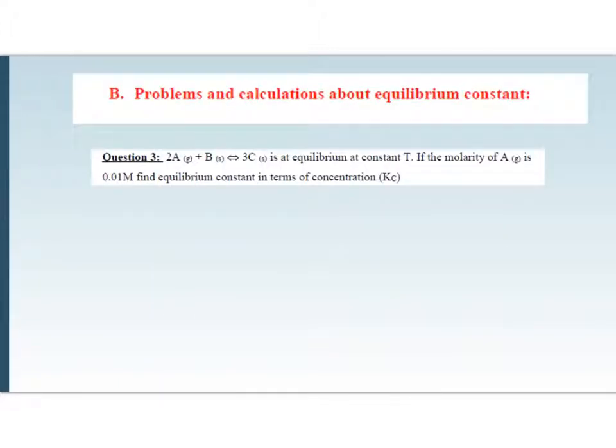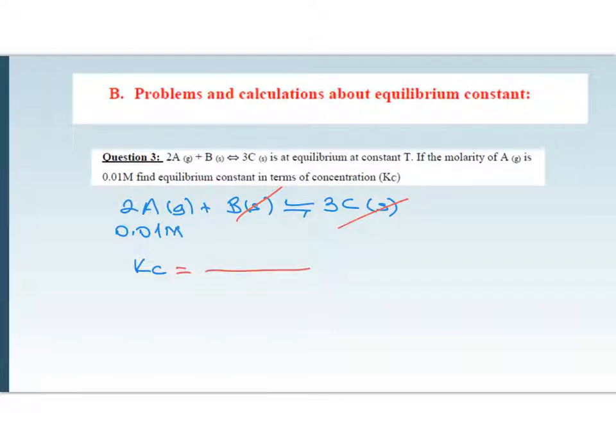Now, problems and calculations based on the equilibrium constant. Let's start with an easy example. You have 2A gas plus 1B solid. Remember, just be careful, this is solid. They give 3C, also a solid. If the molarity of A is 0.01 molar at equilibrium, what is the equilibrium constant? Just remember, these are solids. As in rate, also in equilibrium, solids and liquids are not included, so you just skip them over.